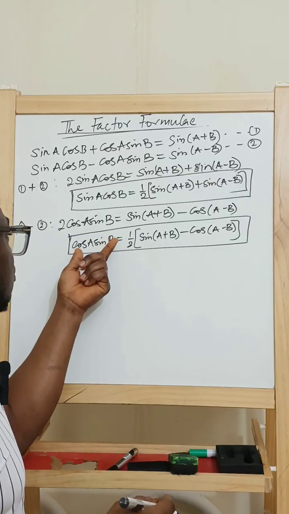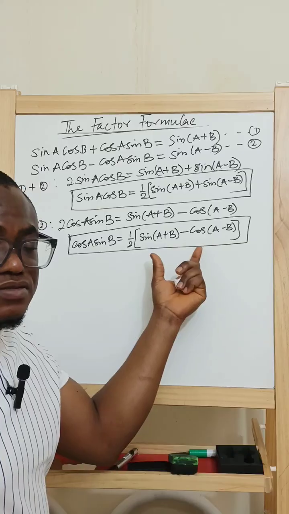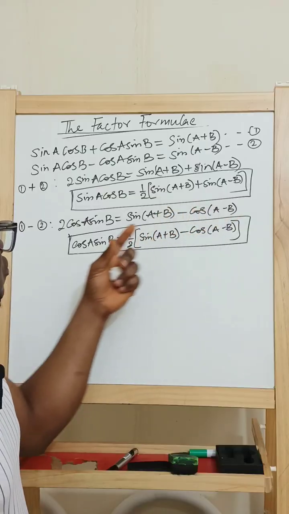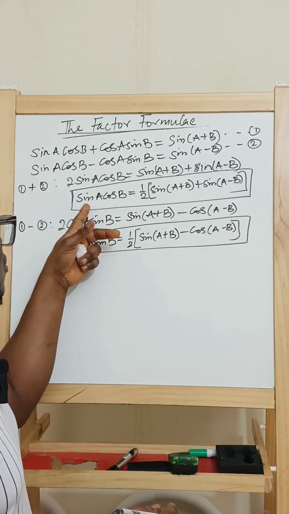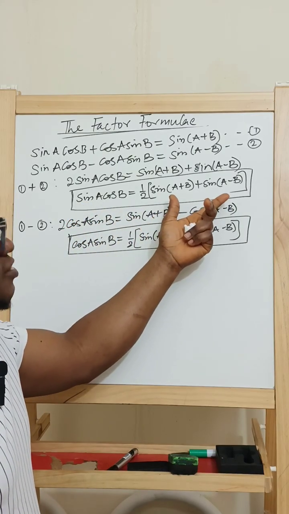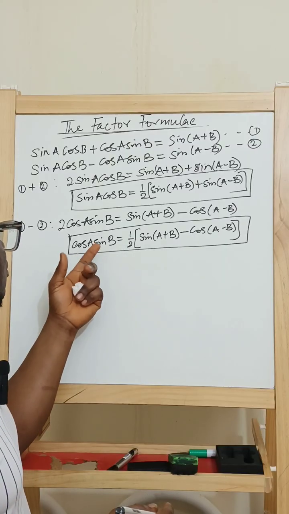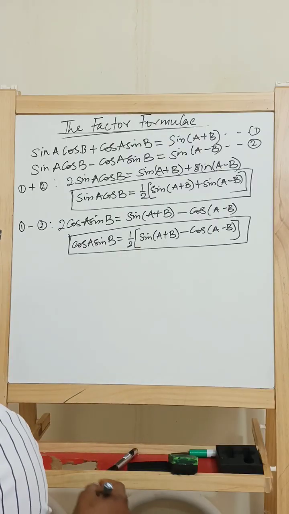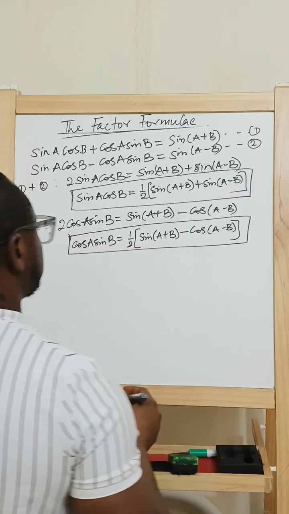We are going from product to addition, right? Product to addition. So when sine comes first and cos follows, this is how it is going to be expressed. If cos comes first and sine follows, this is how we are going to express it, right? Sine A cos B.